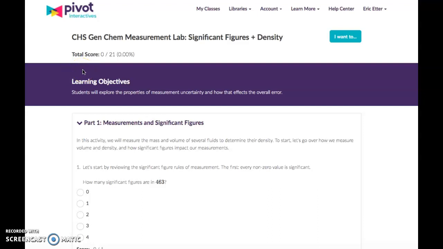Hey Chaparral Chemistry students, it's Mr. Etter again. I just want to walk you through today's lab, the measurement lab with significant figures and density.